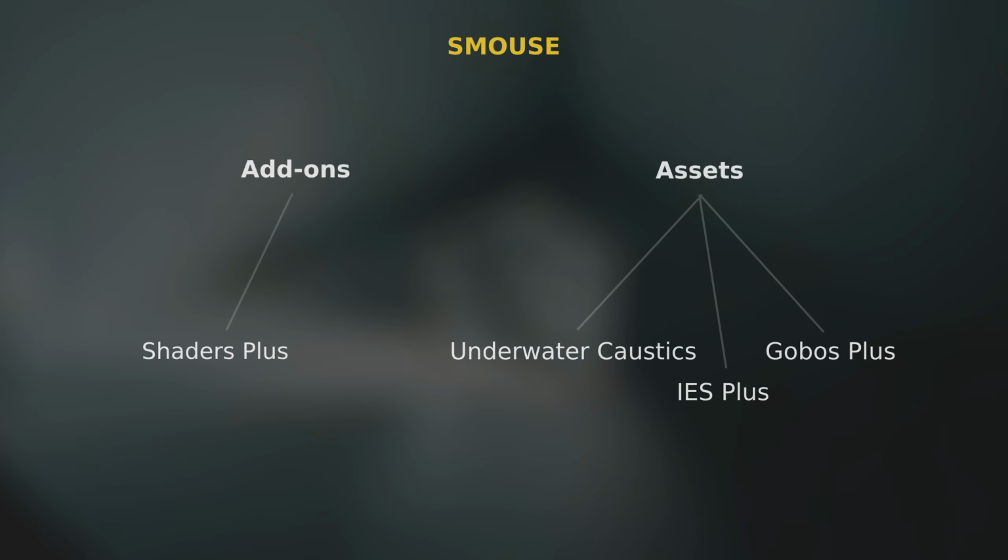Now a quick word about installing SMOUSE tools. Strictly speaking, there are two types of SMOUSE resources. The add-ons, which need to be installed through the add-ons or extensions menu, so Shaders Plus for instance is an add-on. The rest are assets: underwater caustics, gobos and so on. These are meant for the asset browser, and as such you don't install them in the traditional sense, but rather you import them. I'll show you how to do that in just a moment.